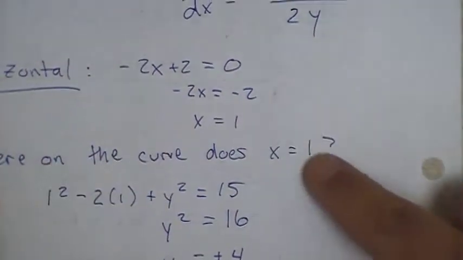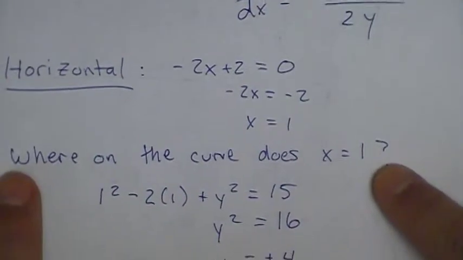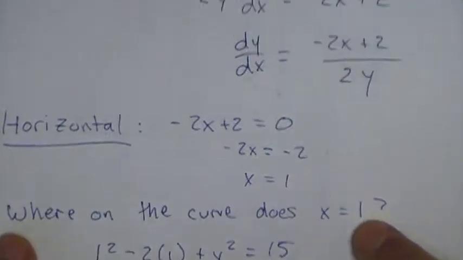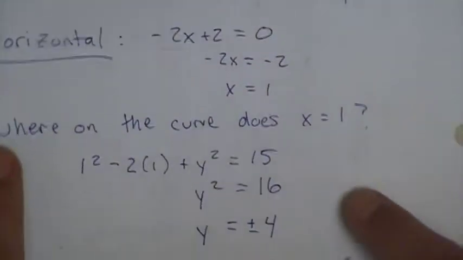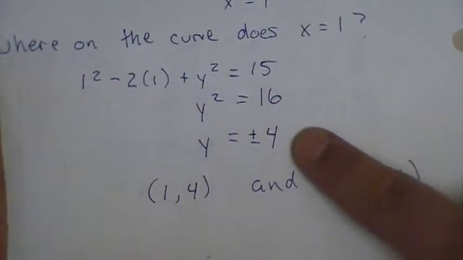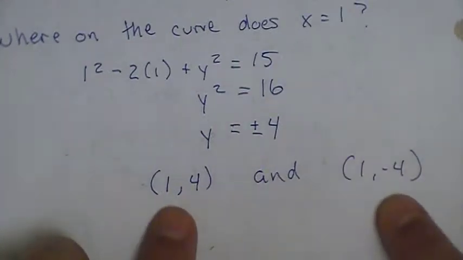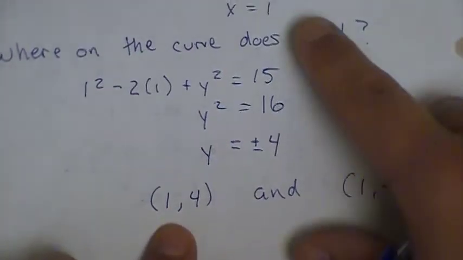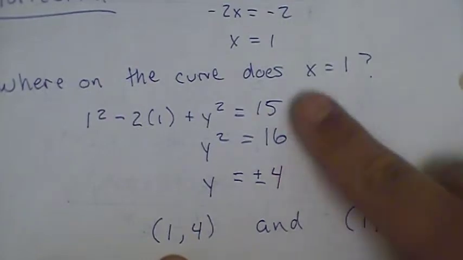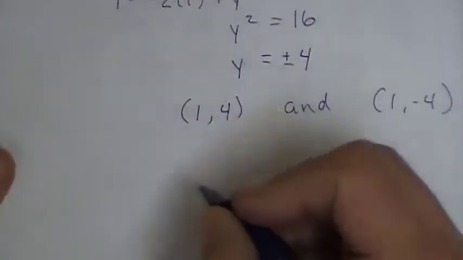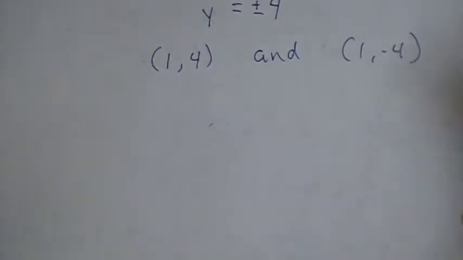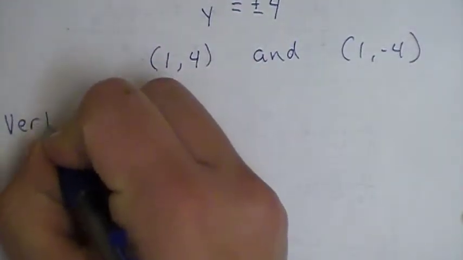We then had to figure out where on the curve x was going to be equal to 1, so we tossed 1 in place of the x's in the relation itself, and then we solved that equation for y, and we figured out we had two places where we were going to have horizontal tangents at (1, 4) and at (1, -4). We also wanted to figure out where on this curve we would have vertical tangent lines.